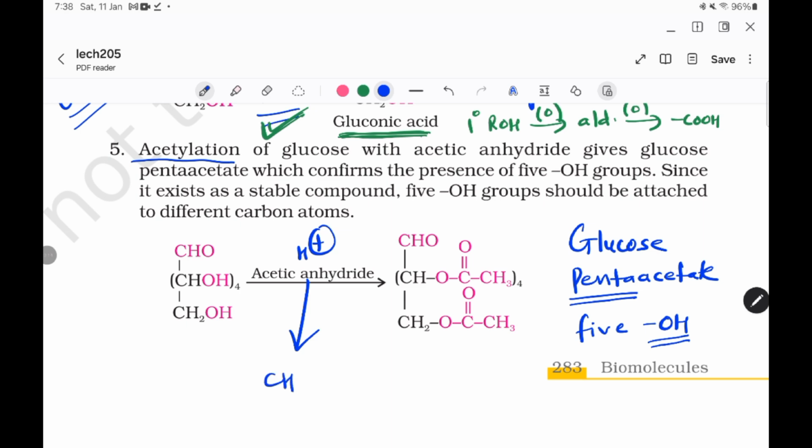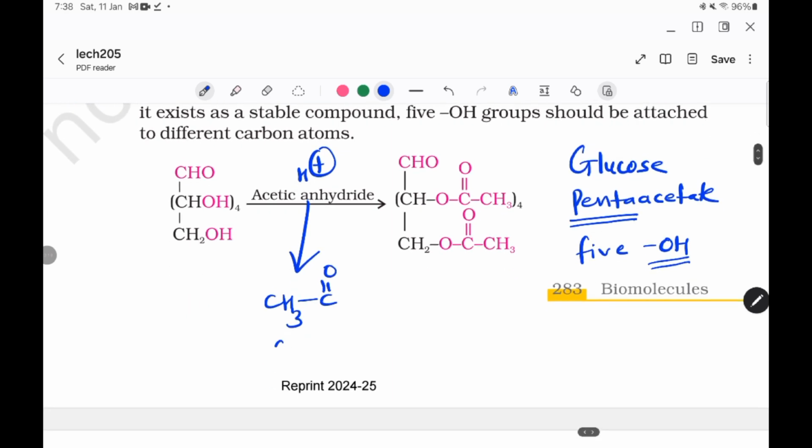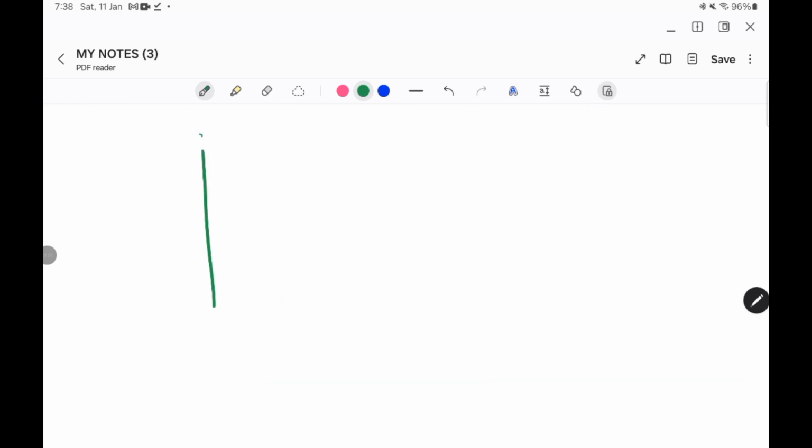Everyone is aware of what the acetic anhydride formula looks like. It will simply be CH3 C double bond O this way. To write it in a more proper way, you can write it as CH3CO, O, COCH3. Since we are getting glucose pentaacetate being formed, it is proven that glucose contains 5 OH groups. Let me show you the reaction once again.